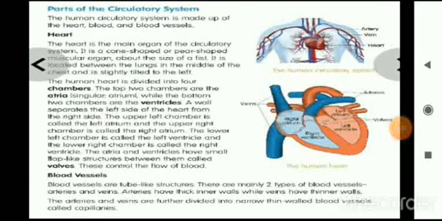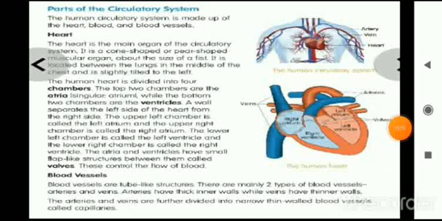Your answer will be, a circulatory system is a system that circulates blood through the body. It consists of different parts like heart, blood vessels, and blood. So what are the parts of the circulatory system? Our circulatory system is made up of heart, blood and blood vessels.